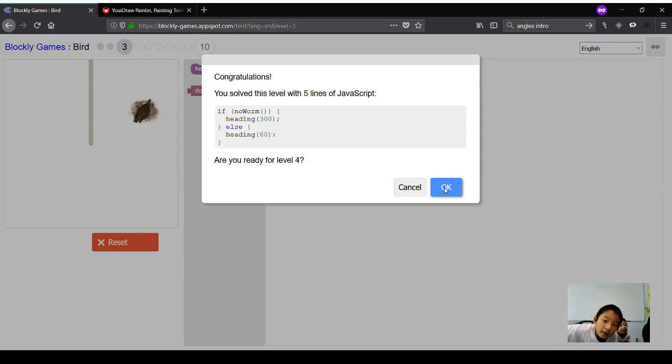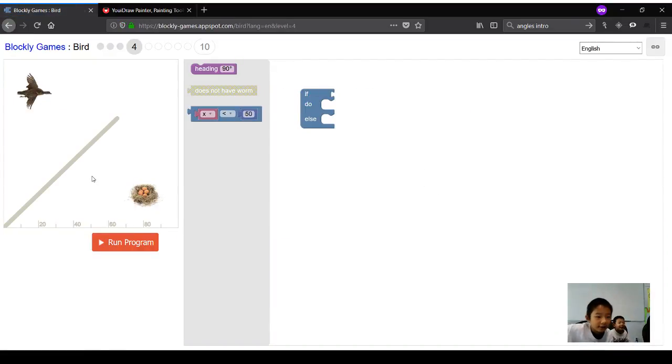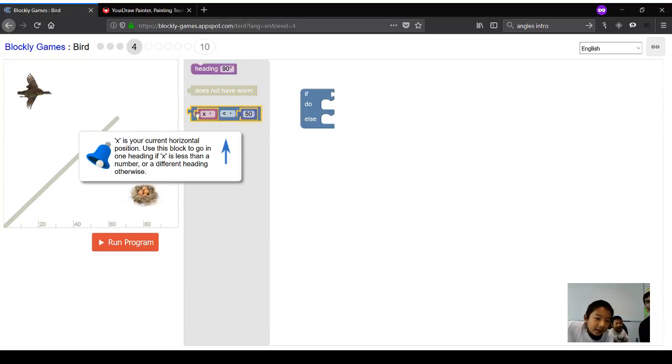So we use different angles to get the bird to the nest. Now we have this wall in the way, and there's no more worm. Can you read the hint? X is the current horizontal motion.